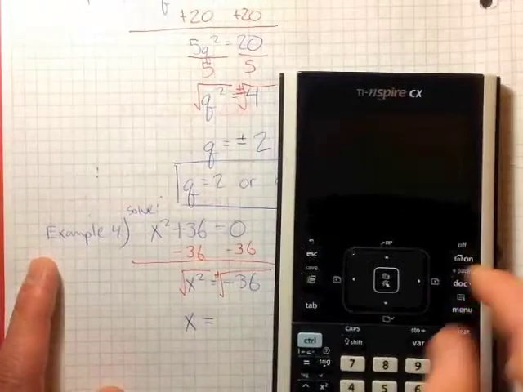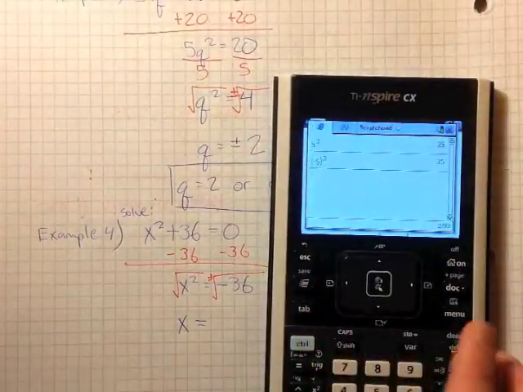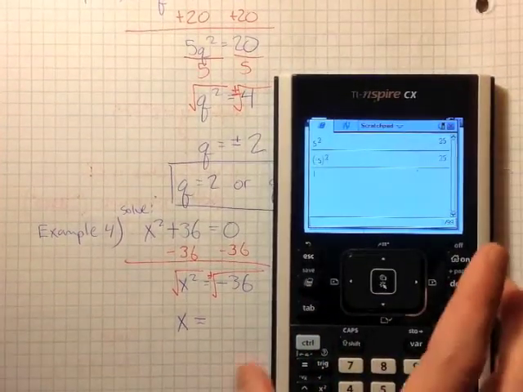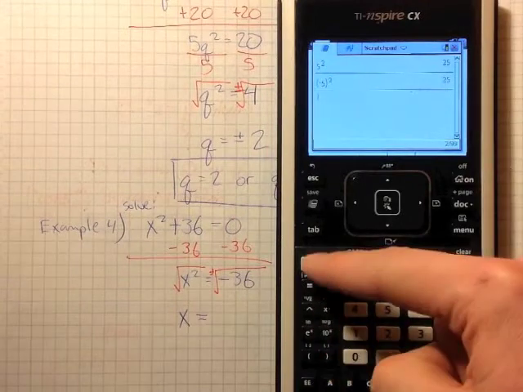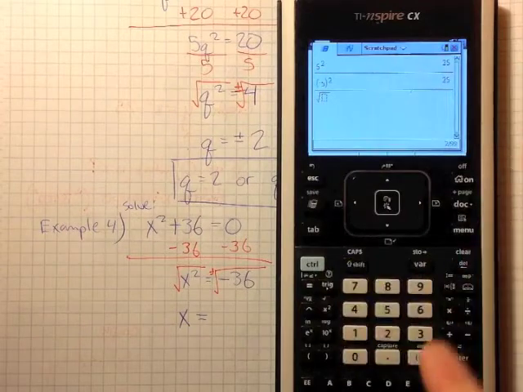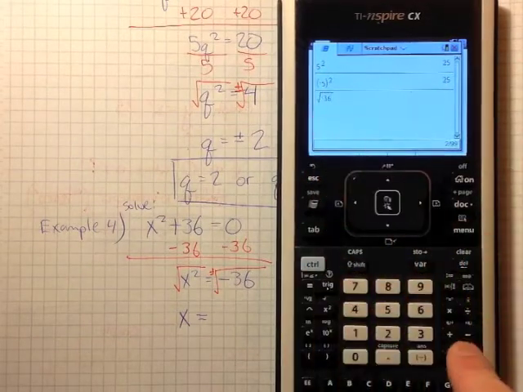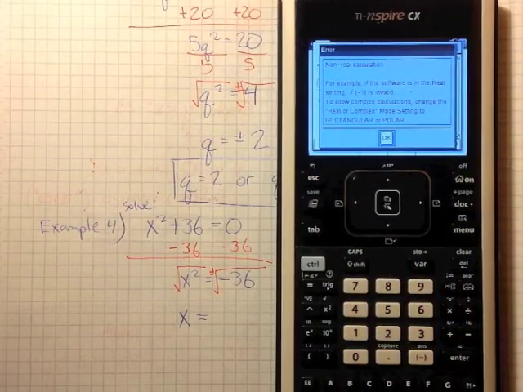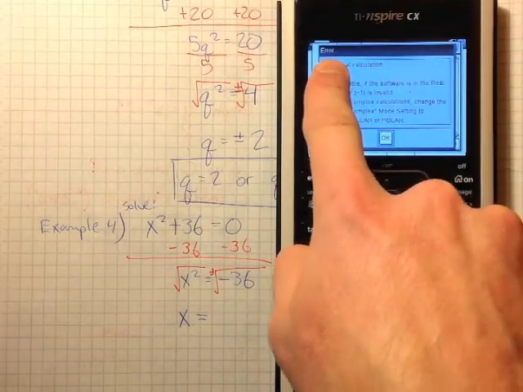Let's see what our calculator says if we try to take the square root of -36. So the square root button is right here. We're going to hit Control and then the square button to get the square root. -36. Enter. Ooh, look at this. We get an error message.